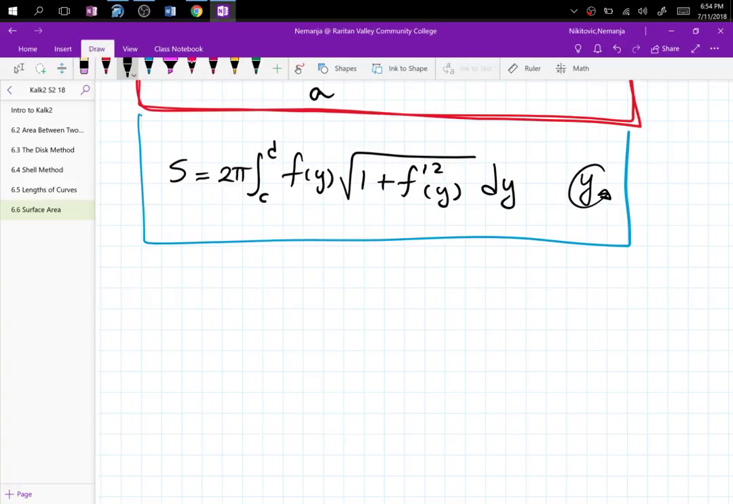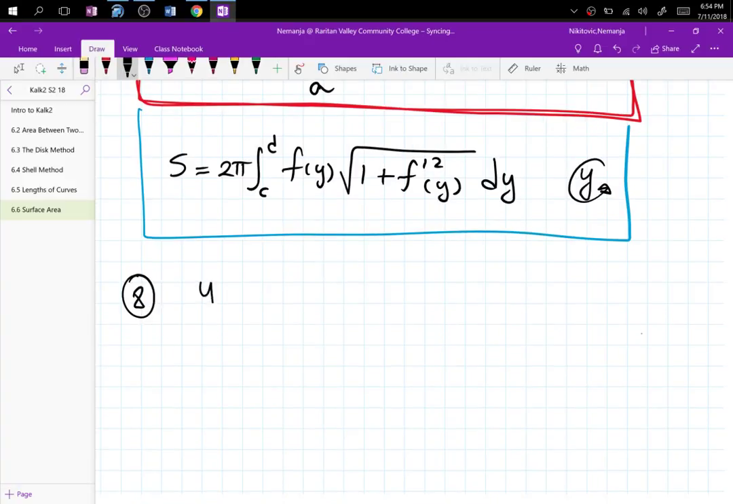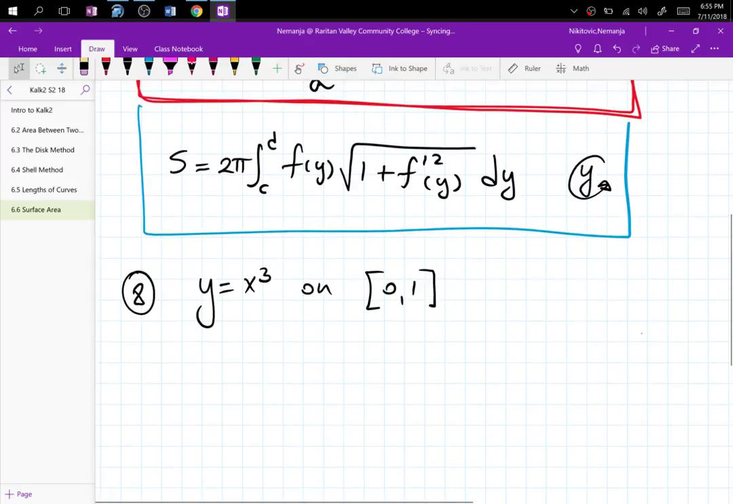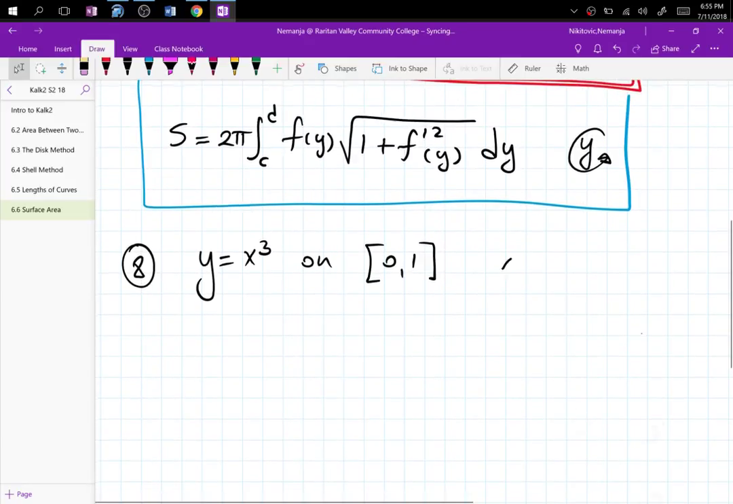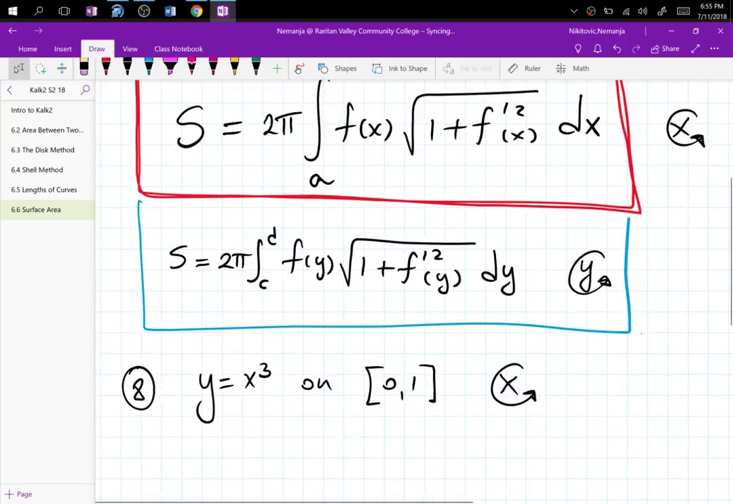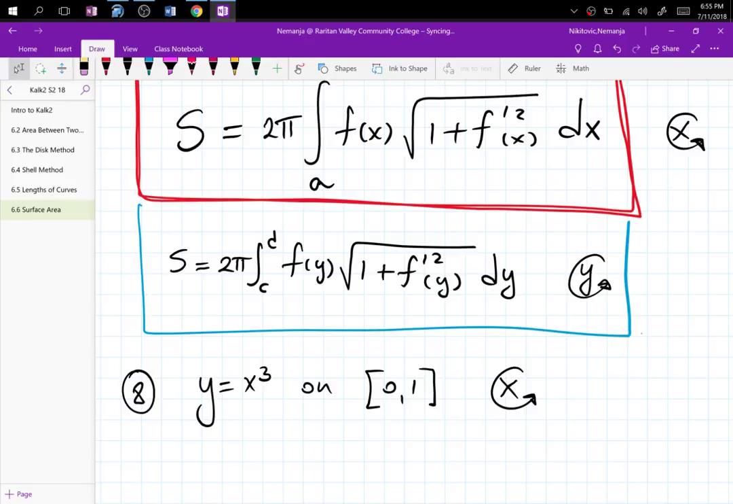Let's start with something simple. y equals x cubed on 0 to 1. We are rotating on the x-axis. You need to know that. So you have the formula up there. No pressure, 18 seconds.